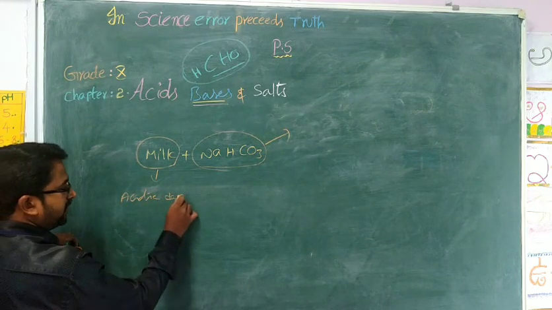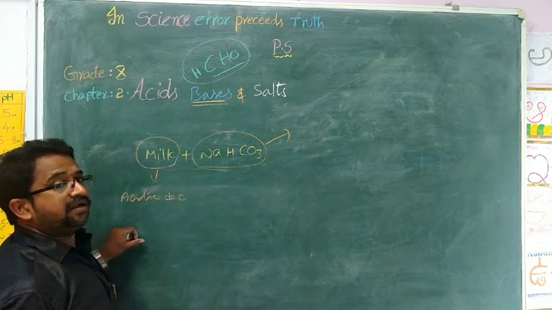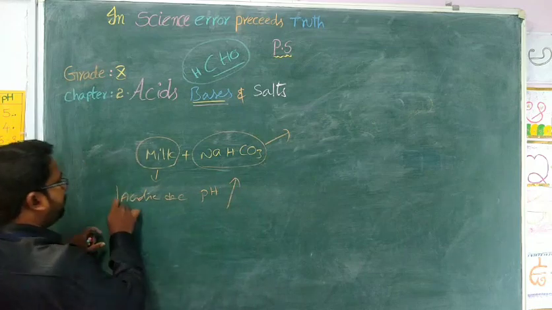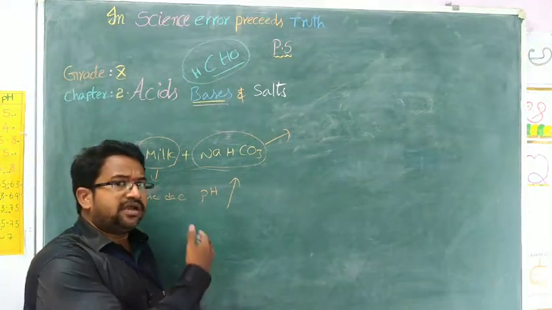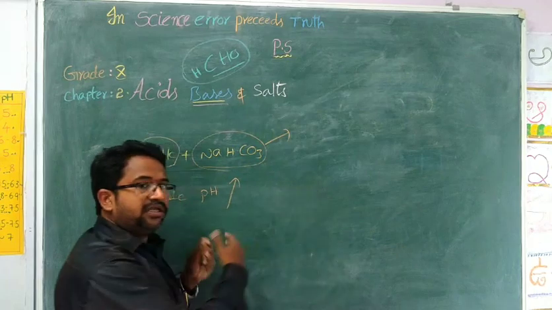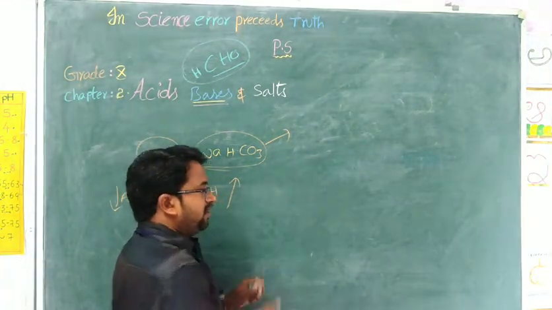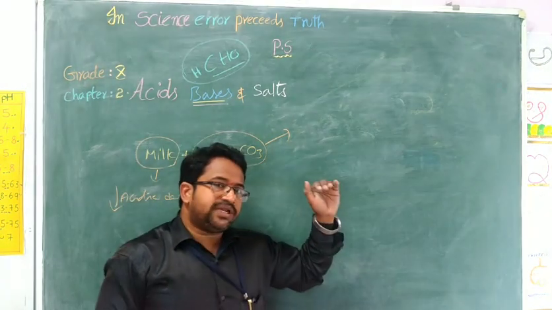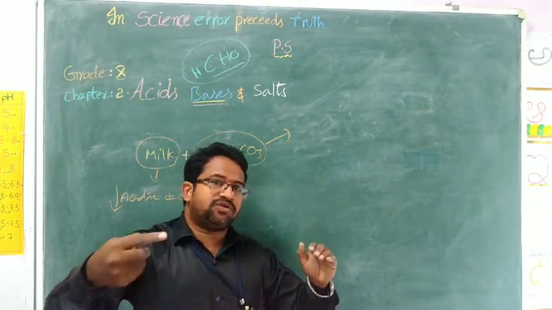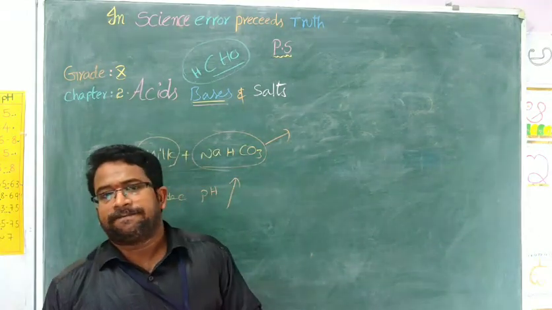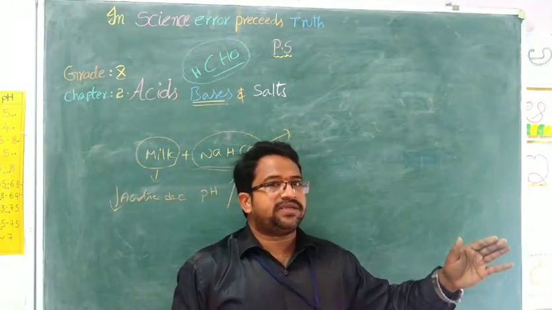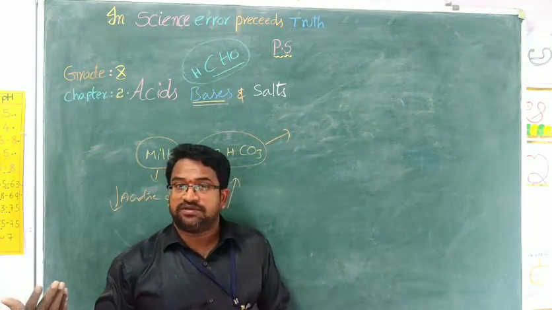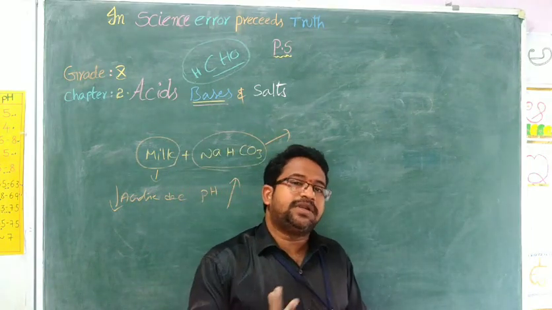Acidic nature decreases. Why? Because we are adding base now. Acidic nature decreases means pH value increases. So gradually, when you go from left to right on the pH scale from 0 to 14, the acidic nature decreases and it becomes neutral, and from there the basic nature increases. So acidic nature decreases from left to right. Similarly, from right to left, basic nature decreases.